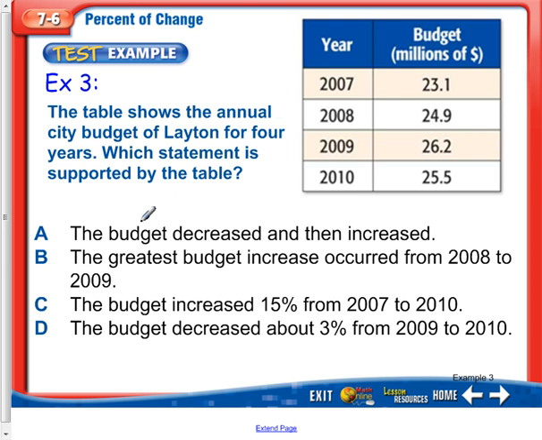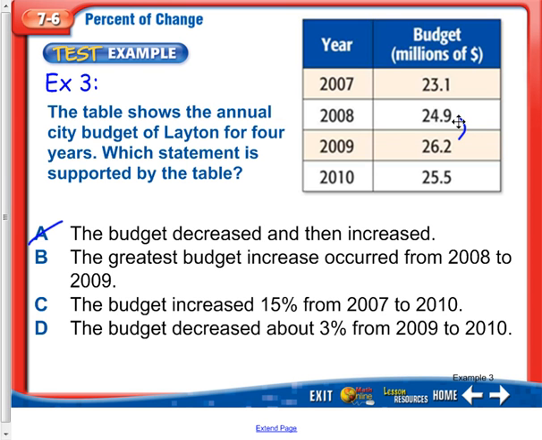All right, so the budget decreased and then increased. Is that true? Well, it's increasing here, it's increasing here, and then it decreases. So did it decrease and then increase? No, I don't think so. So I'm going to get rid of that one. The greatest budget increase occurred from 08 to 09. So is this the greatest increase?